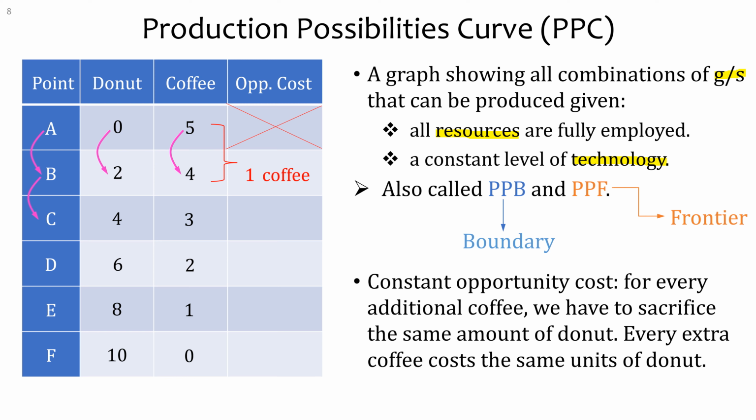If you move from B to C, look at what is our gain and what is our sacrifice. So our donut moves from 2 to 4. So the difference is 2. We're gaining 2 donuts. And what are we losing? Again, we are losing 1 coffee. So that's our opportunity cost. Okay, and you can do the same thing for the rest of the table. So if you look for the next jump, we also have 1 coffee that is being sacrificed and all the way to the end. And this is a proof of the constant opportunity cost idea.